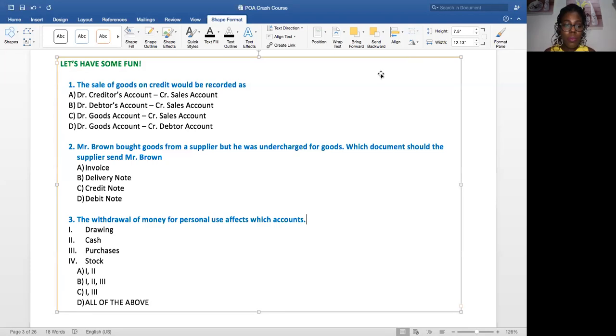The withdrawal of money for personal use affects A, the drawings account and the cash account. It's not going to affect purchases and it's not going to affect stock, right? So we have B for 1, D for 2, and A for number 3.